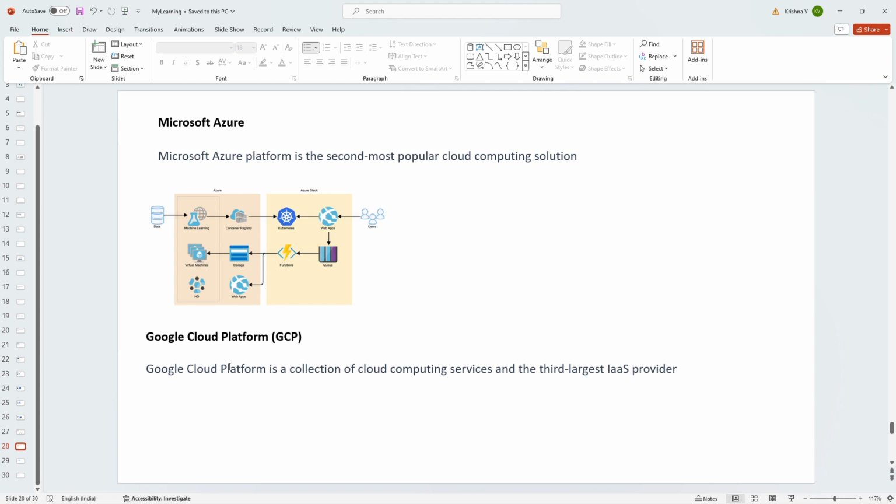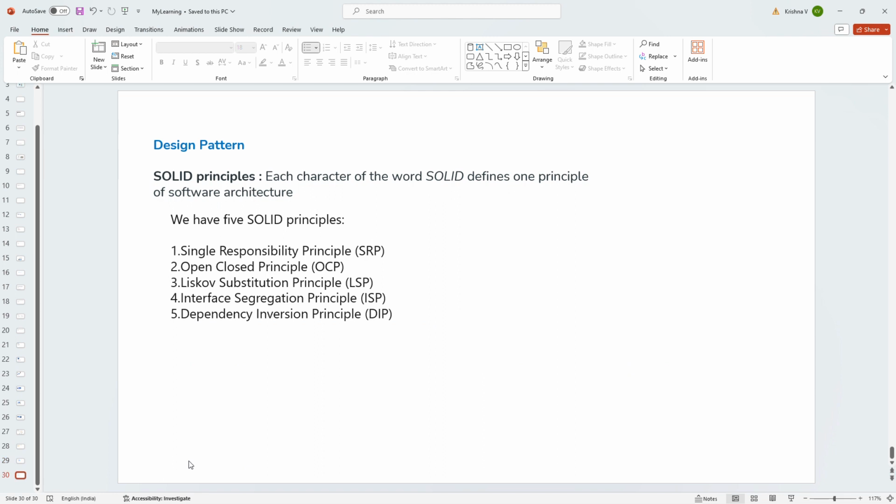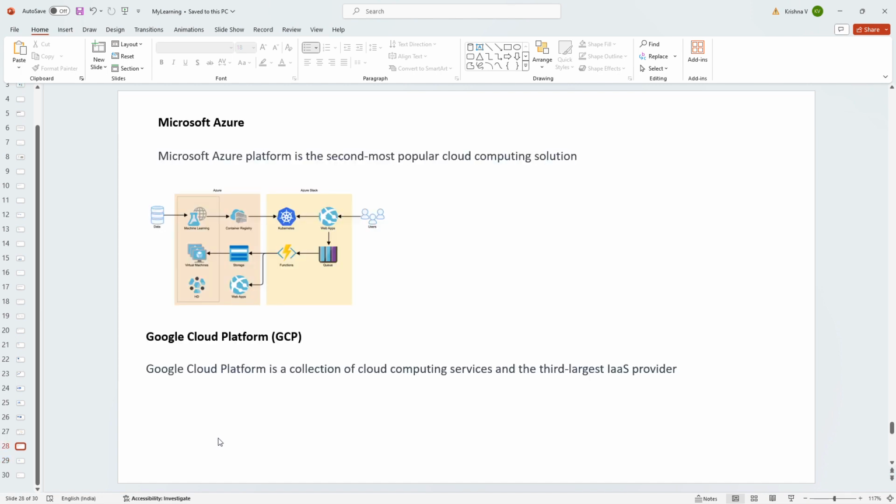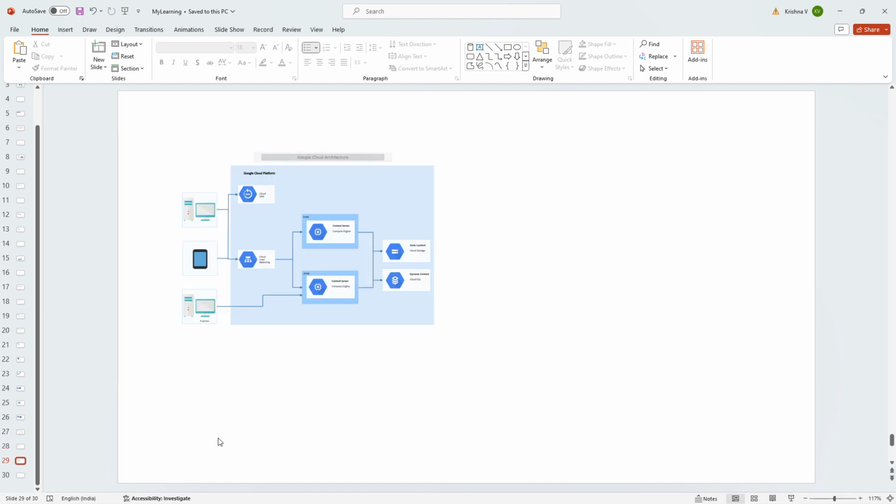Okay, so the same way we have Google Cloud, GCP. Google Cloud is a collection of cloud computing services and it's the third largest IaaS provider. Microsoft Azure is second, but Google Cloud is the third one.